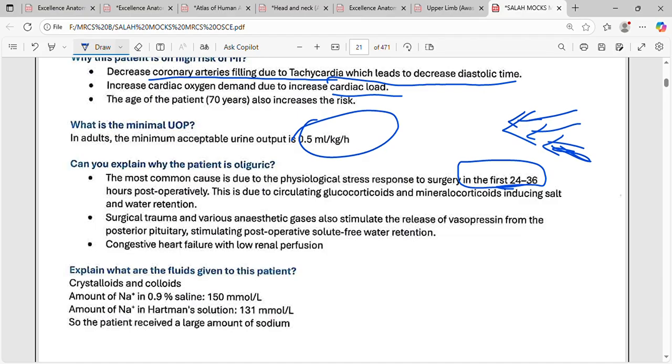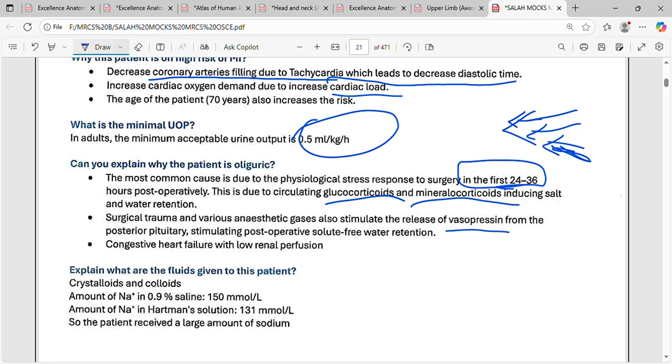This is due to circulating glucocorticoids and mineralocorticoids inducing salt and water retention, plus the ADH as well. Surgical trauma and various anesthetic gases also stimulate the release of vasopressin from the posterior pituitary, stimulating the postoperative solute-free water retention.